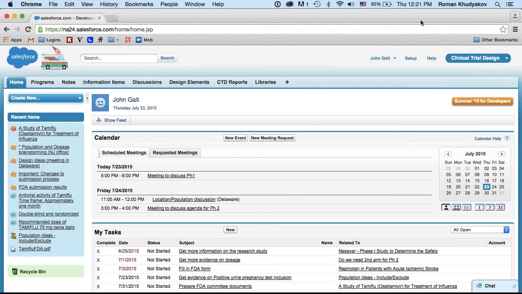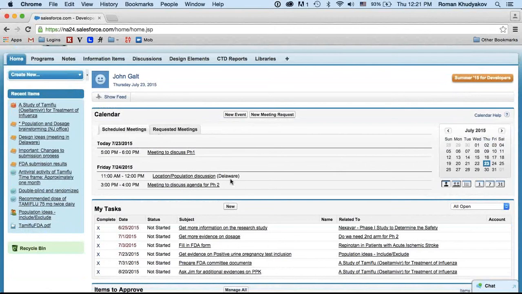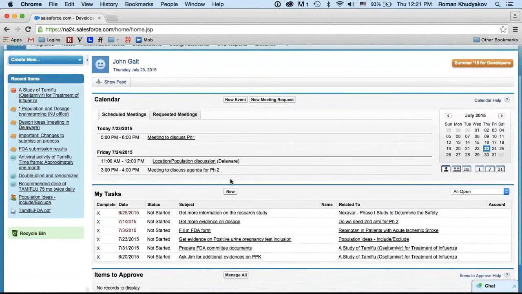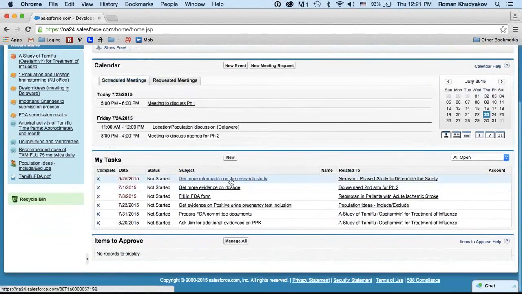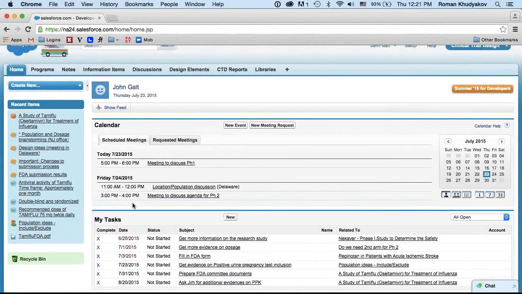And once a user logs into the system, he or she can see that, let's say, I have a meeting scheduled for today and 2 meetings scheduled for tomorrow, and here are my overdue tasks, and here are the tasks related to different clinical trials that I have to complete by a certain date, provide some additional information, some comments, make a decision, and so on. So this tool organizes together both knowledge and activities around that knowledge.